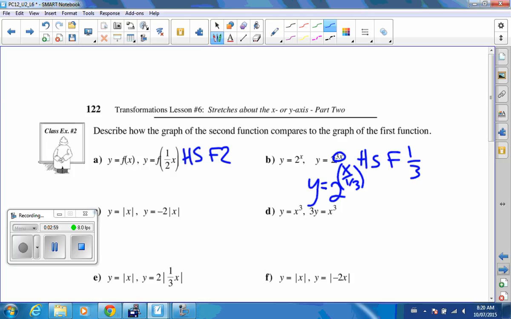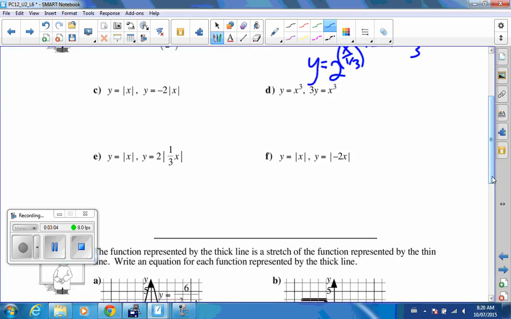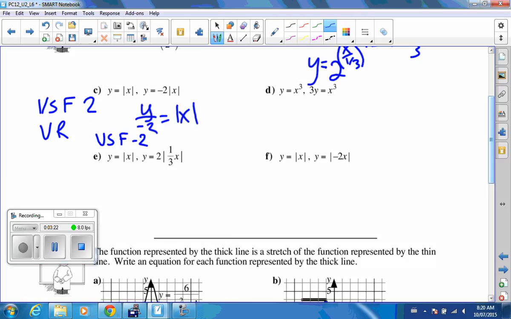If I move that to the denominator so I can see it more closely. Again, I would prefer to do something like this. Y over -2 equals absolute value x. So this is vertical stretch factor 2 and a vertical reflection. Or you could even just say vertical stretch factor -2. I'm okay with that. This is the way the diploma will do it, but I can do it either way.